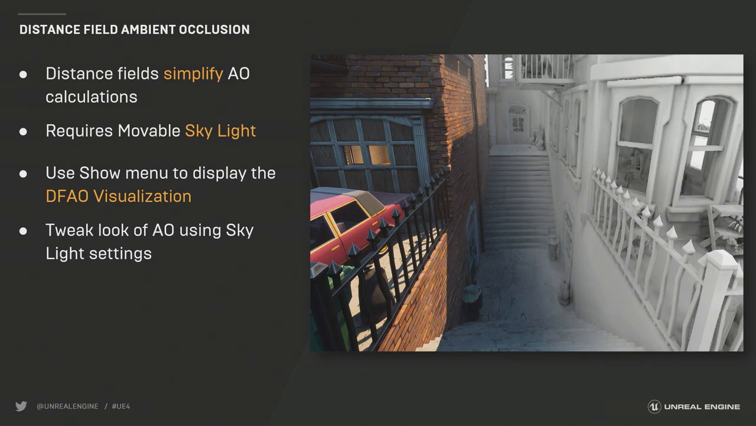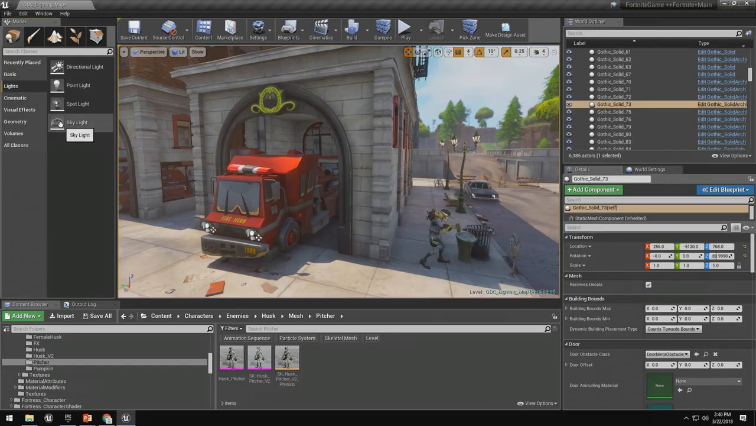And to show that off, let me fly over here to this little firehouse. And you would just place a skylight into your scene and set that skylight to movable. So it's got to be a fully dynamic skylight. I'm not actually going to do that because there's already one in my scene.